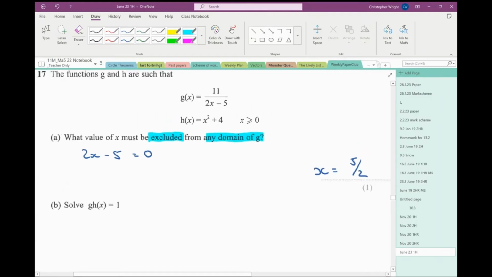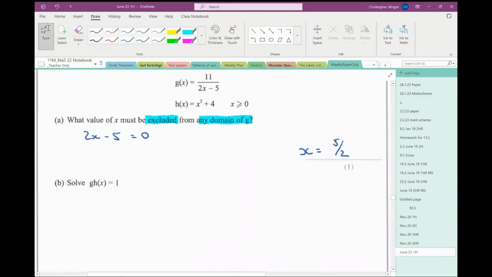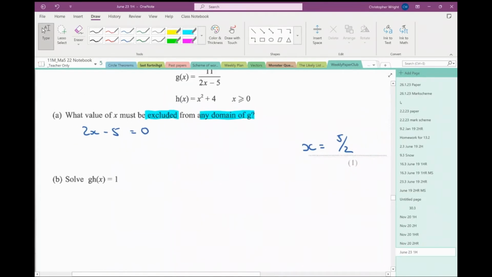Solve gh of x equals 1. Right. Well, g of x is 11 over 2x minus 5, and we know that h of x is x squared plus 4, where x is greater than or equal to 0.